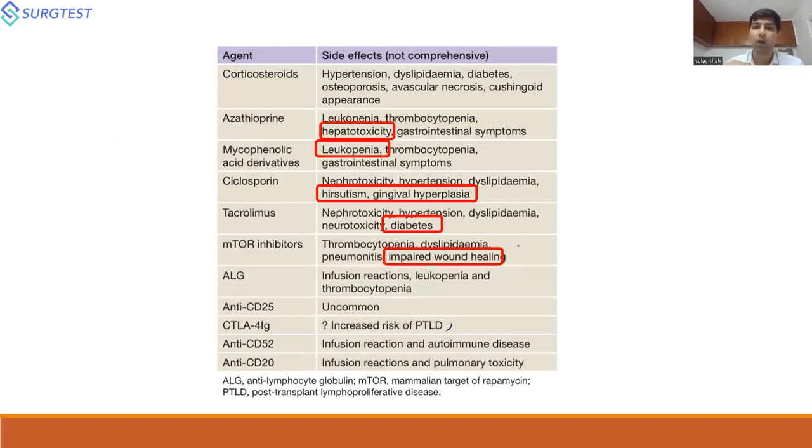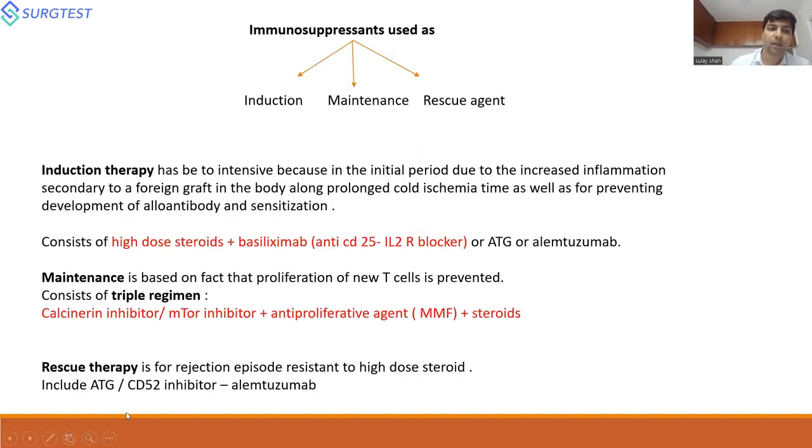Okay, so again, a big comprehensive list, even larger lists are given in Sabiston, but only what I've highlighted is important. Not everything needs to be remembered. The most important thing is that cyclosporine and tacrolimus, the calcineurin inhibitors, have nephrotoxicity, while mTOR inhibitors do not. So when used as a triple regimen, if you want to avoid nephrotoxicity, which is now most of the time, an mTOR inhibitor is used, or traditionally a calcineurin inhibitor is used.